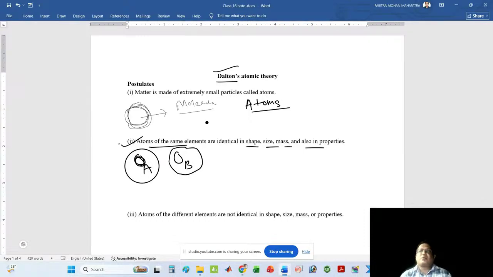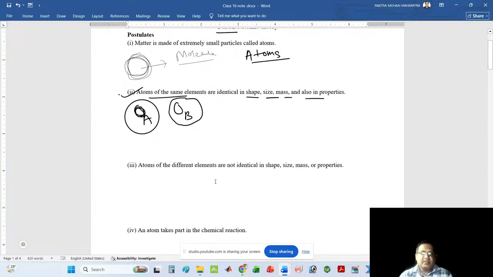But remember, after the discovery of isotopes and isobars, it is seen that this postulate has some limitation. It is not applicable to all cases. In the case of isotopes, it is not possible. In the case of isobars also. After Dalton's atomic theory, I will clearly explain in the upcoming chapter how this postulate is invalid for all cases.